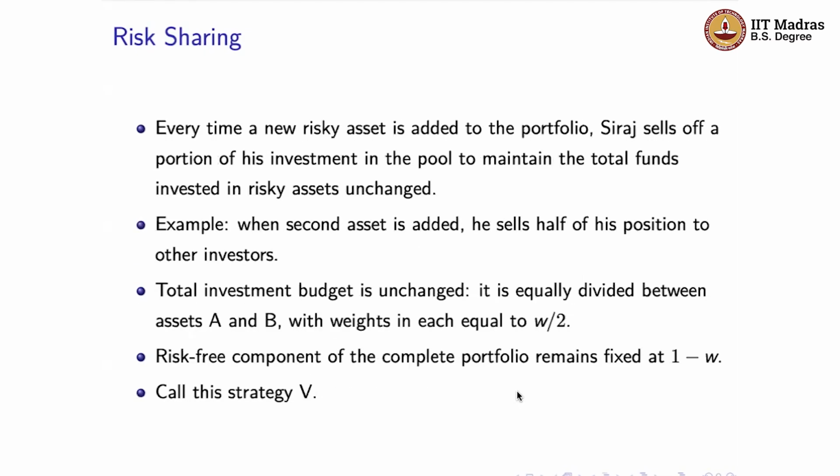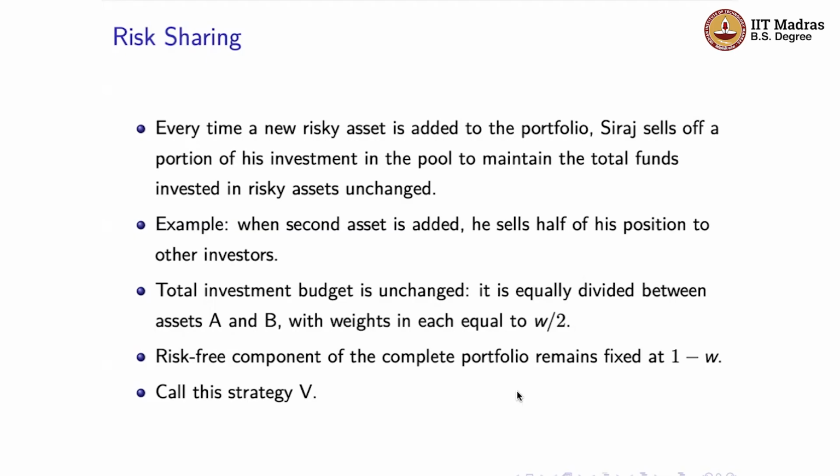So let's see how that works. The strategy is very simple. Every time that Shiraj is going to add one more asset or insurance policy to his portfolio, he's going to sell off an amount from his other risky investments in the portfolio so as to keep the total amount invested in risky assets the same, right? So let's see how this works in the context of Shiraj moving from one risky asset to two risky assets in his portfolio. So initially he had 1 minus W in the risk-free asset and W in the risky asset A, right?